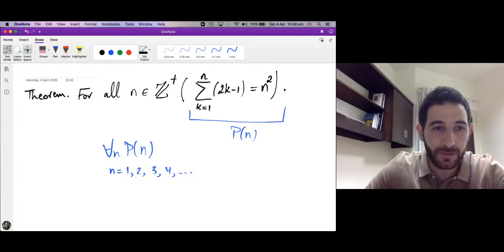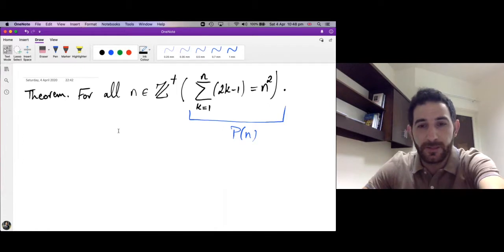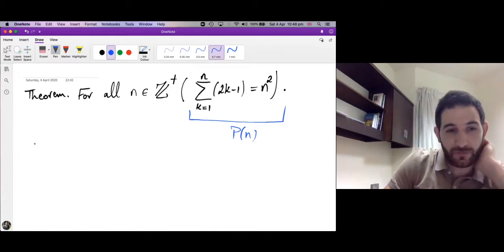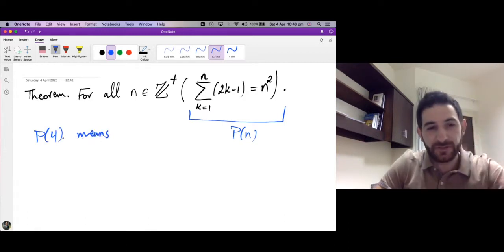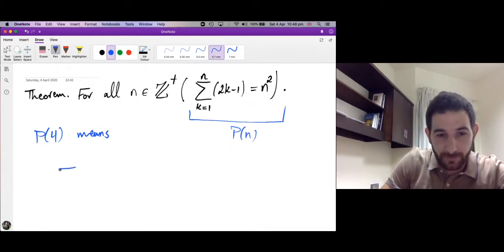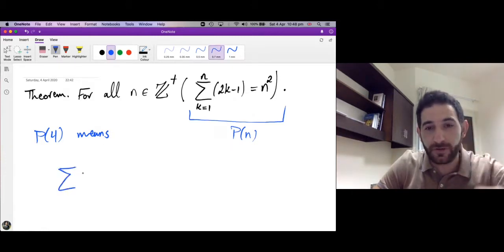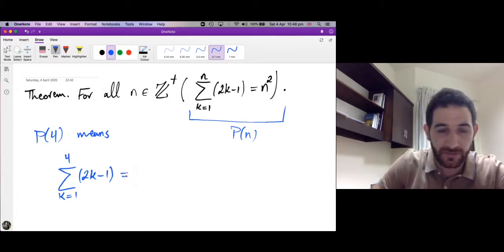For example, let's see what P4 is. What does P4 mean? It means that 4 has the property P. But what is the property? That if you sum the first 4 odd numbers, you will see why. So if you sum 2k minus 1, where k starts from 1 and stops at 4, what is this summation?